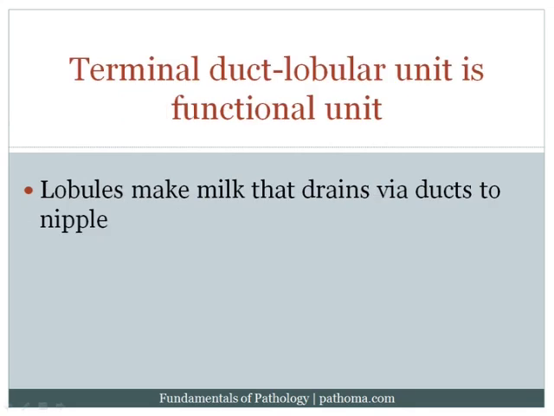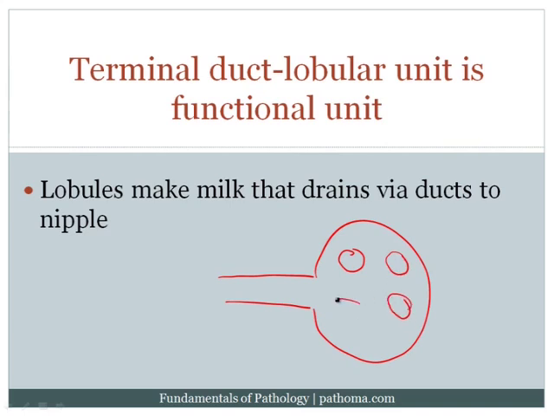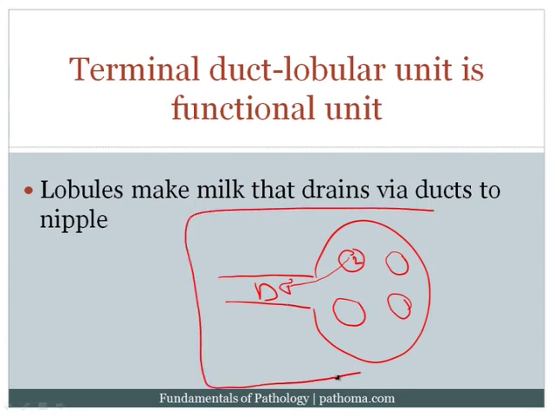Now, the functional unit of the breast histologically is called the terminal duct lobular unit. And the idea here is that you've got this duct, and this duct feeds into something called a lobule, and the lobule contains these little glandular spaces, and these little glandular spaces make milk. So this is the lobule, and this is the duct. It's the job of the lobule to make milk, and then it's the job of the duct to drain that milk out to the nipple. And this functional unit here, this entire thing, this is the terminal duct, the very end of the duct, and this is the lobule. So that's called the TDLU, or the terminal duct lobular unit.